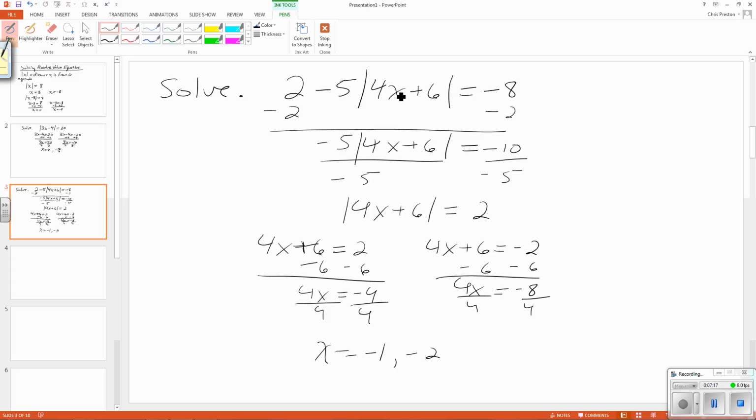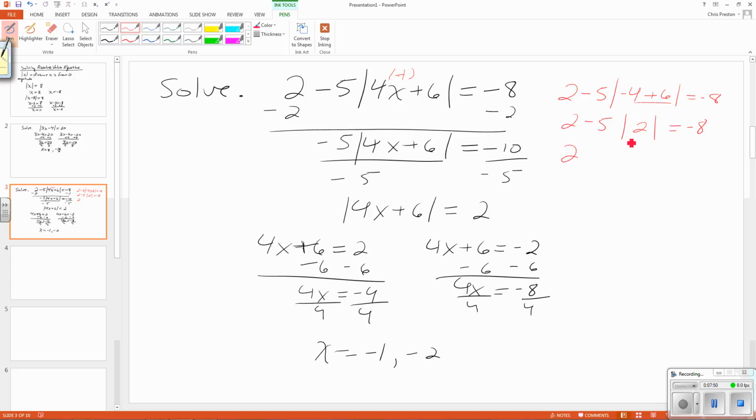And so if we plug those numbers in, if you wanted to check those, let's do that in a different color, I'll say red. I'm just going to check the -1. So this would be -1 times 4 is -4 plus 6. Does that equal -8? Order of operations says you do this group first. So 2 minus 5, -4 plus 6 is 2 equals -8.